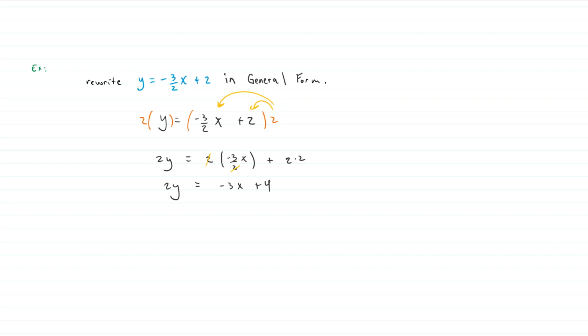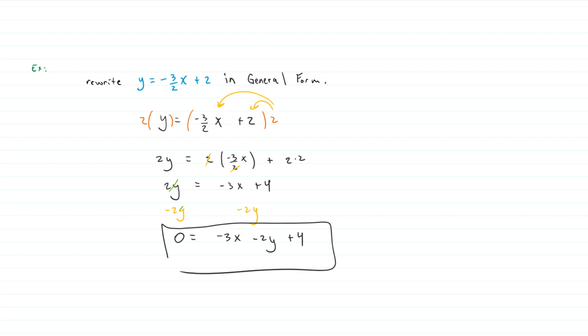So now I have 2y equals negative 3x plus 4, and I need to get everything to one side. So instead of taking the negative 3x and the 4 to the left, because that's 2 things to move over, I'm going to move the stuff on the left to the right. So let's take 2y to the right by subtracting 2y on both sides. And that cancels everything out on the left. And I get 0 equals negative 3x, negative 2y, plus 4. And that is in general form.